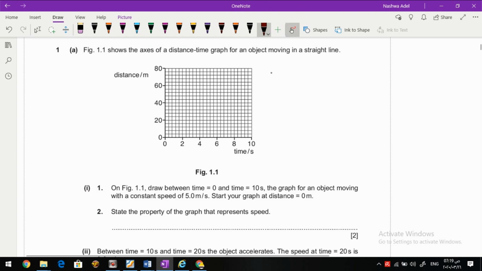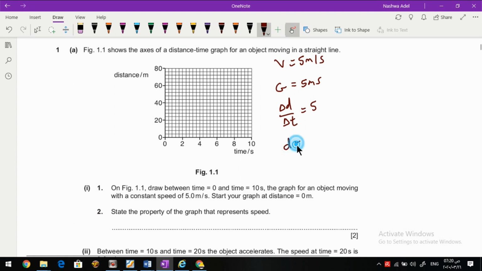Okay, how to solve this question? At the beginning we want to draw a straight line from t equals 0 to t equals 10. We have the speed equal to 5 meters per second. This means that the gradient equals 5 meters per second, and the gradient can be identified by the equation delta d over delta t equals 5. So we can get the equation d equals 5t.